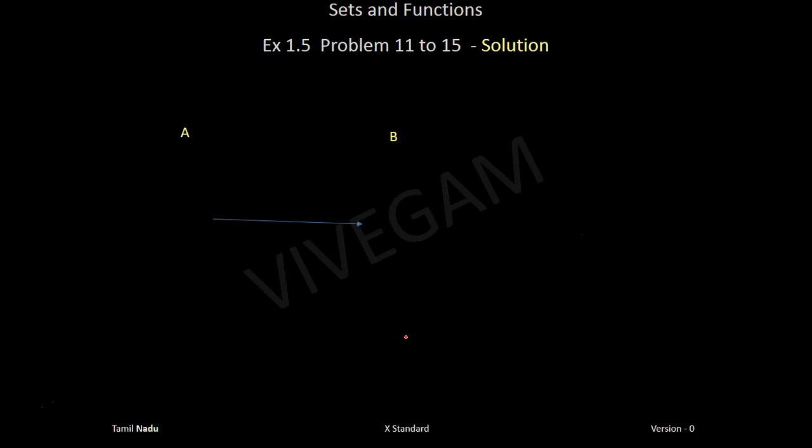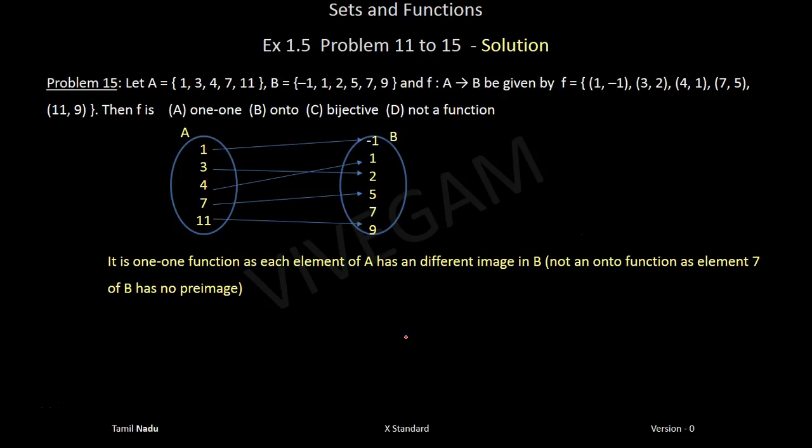Problem 15. Let set A be {1, 3, 4, 7, 11} and set B equal to {-1, 1, 2, 5, 7, 9}. The function is defined from A to B, given by the ordered pairs. Then they are asking us whether it is a one-to-one, onto, bijective function or not. In all these cases, first draw an arrow diagram. That is very easy and very clearly you will be able to get the answer. So draw the arrow diagram, list out all the elements of A in the first one and list out all the elements of B and then link them up as per this function.